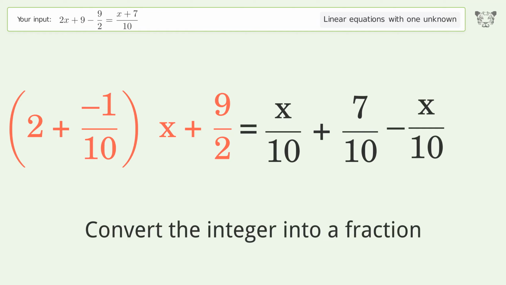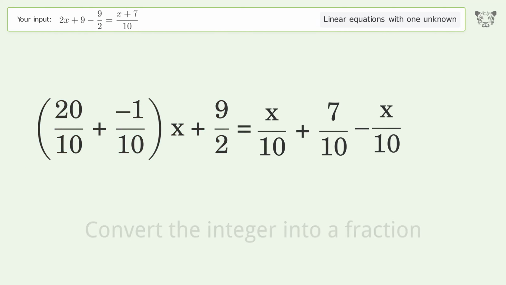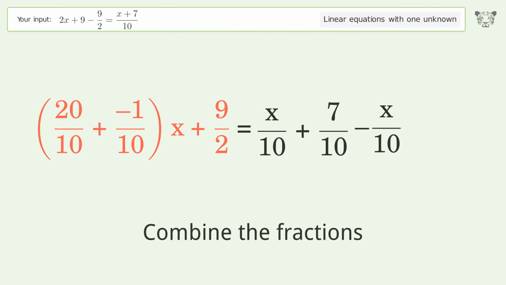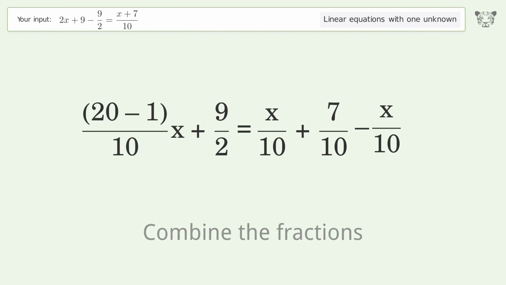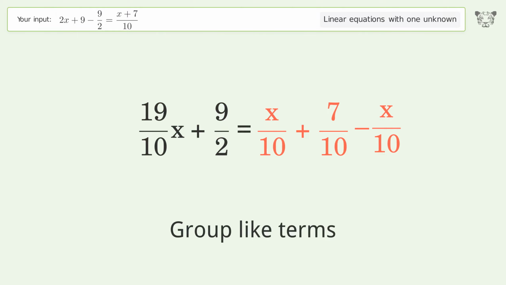Convert the integer into a fraction. Combine the fractions. Combine the numerators. Group like terms.